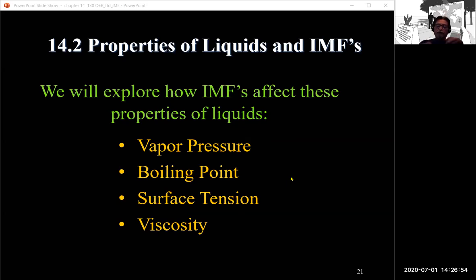Now, how do we use these forces? That allows us to determine the physical properties, actually to compare. We're not going to be able to determine absolute values, but based on the IMF interaction, we can determine how strong it is, which one would have a higher physical property of some sort. The physical properties that we're going to talk about are vapor pressure, the boiling point, surface tension, and viscosity.